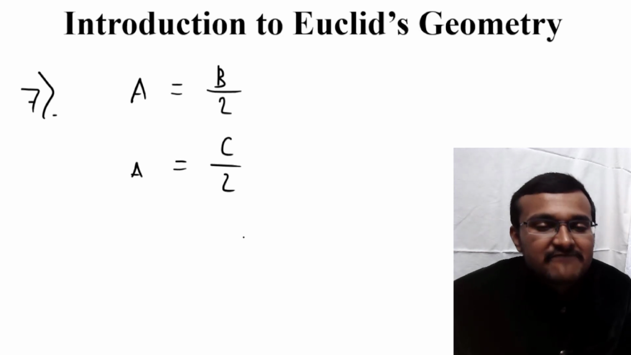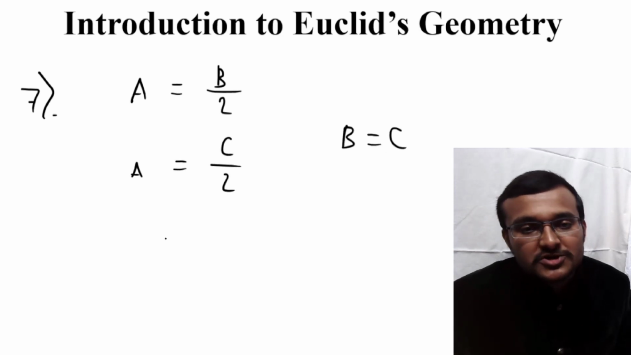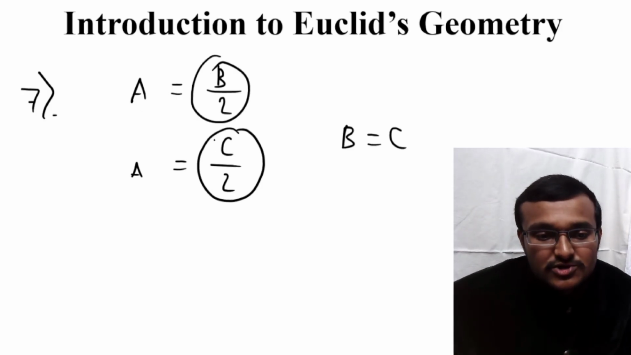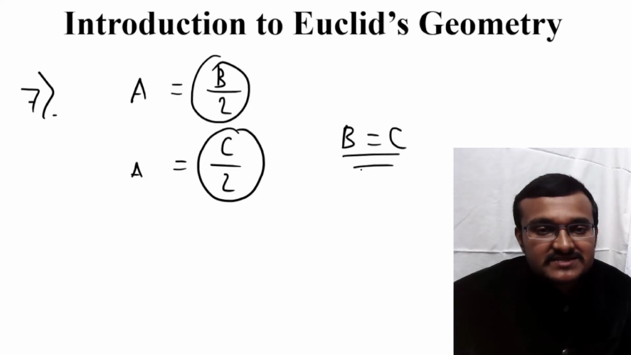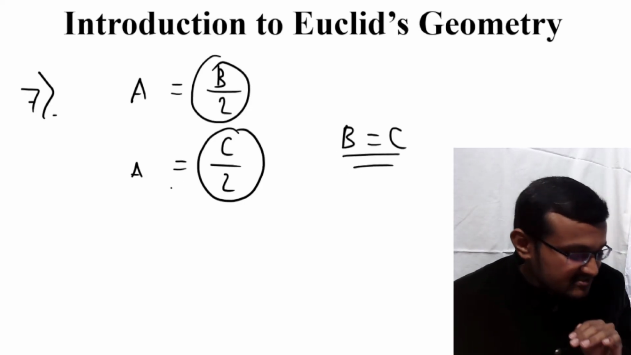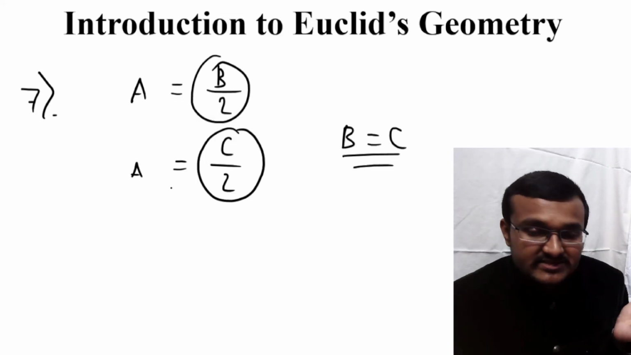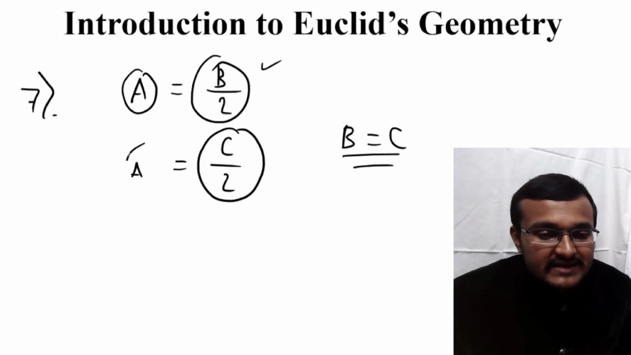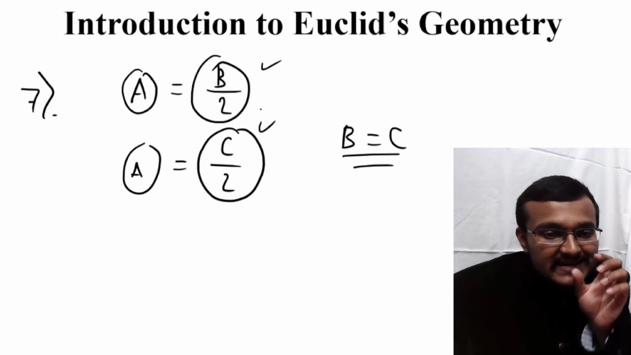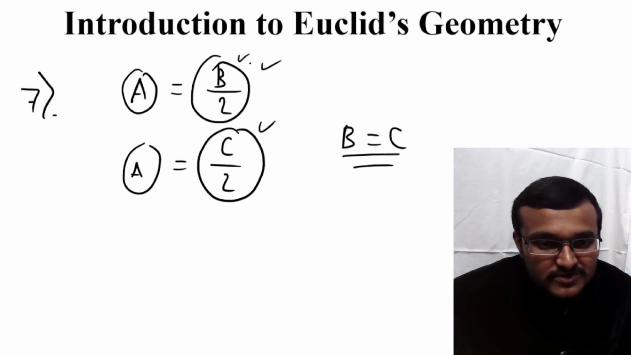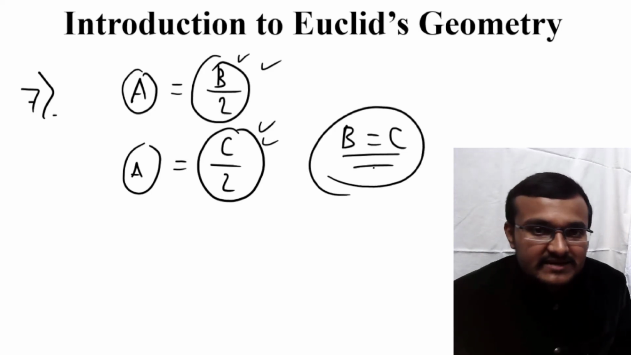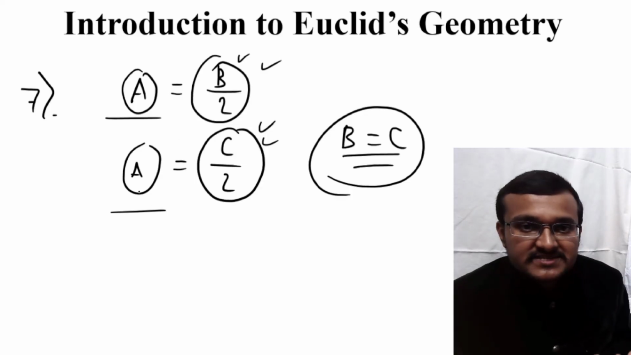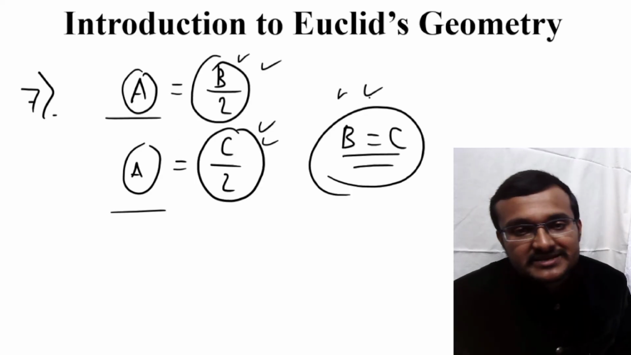Similarly, in the seventh axiom, if A is equal to half of B and the same A is also equal to half of C, then also B will be equal to C. Because A is half of B, and A is also half of C, that's why B and C are equal. That's why the seventh axiom states things which are halves of the same things are equal to each other. So A is half of two different things, so these two different things must be equal, that is B and C. So B is equal to C because A is half of B and A is also half of C. This is only possible when B is equal to C.